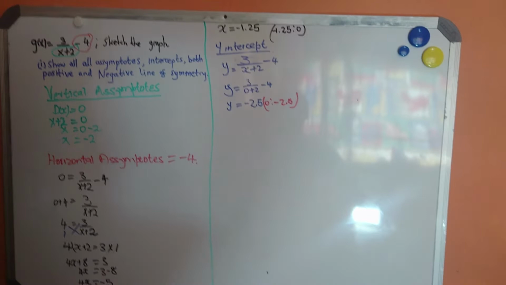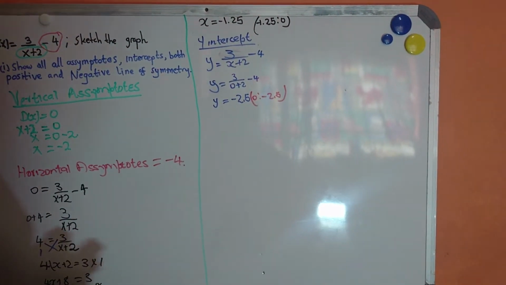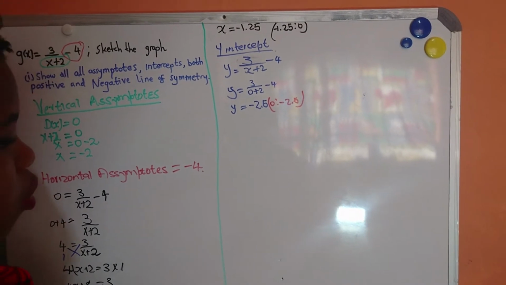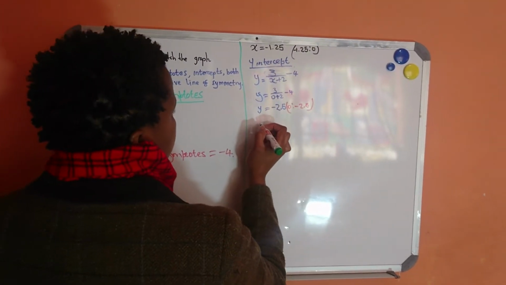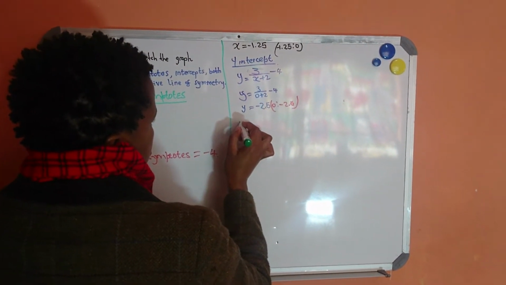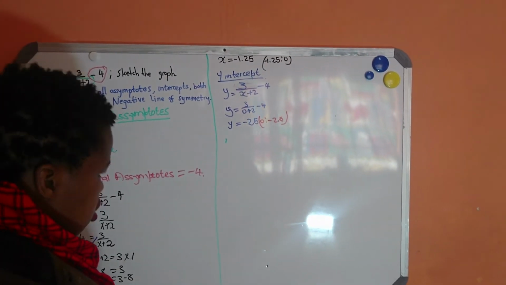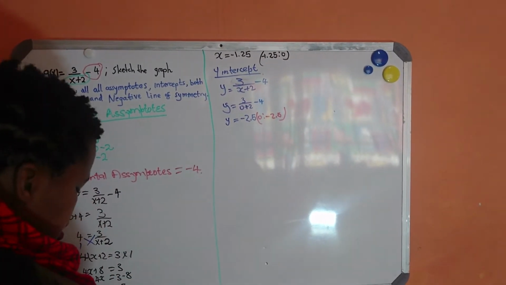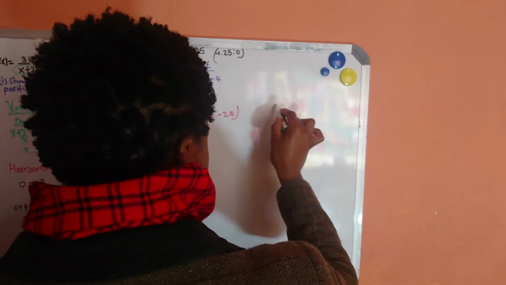Okay. So now what's the next step? The next step here is to say, we have the line of symmetry. Do you want to draw your graph first, or do you prefer the line of symmetry? I want to draw the graph first. Okay, let's draw the graph.